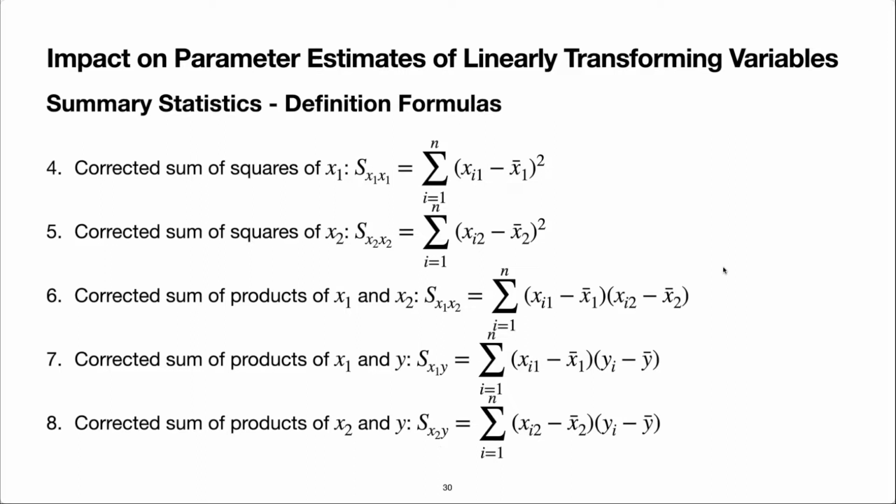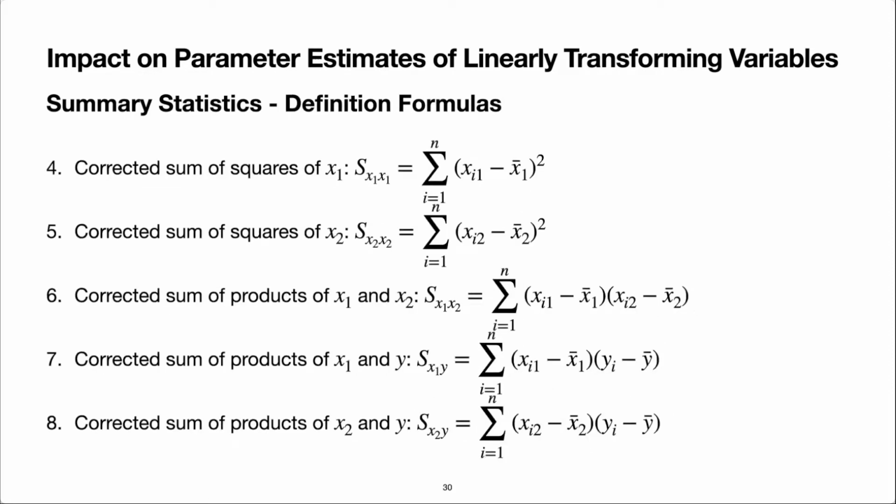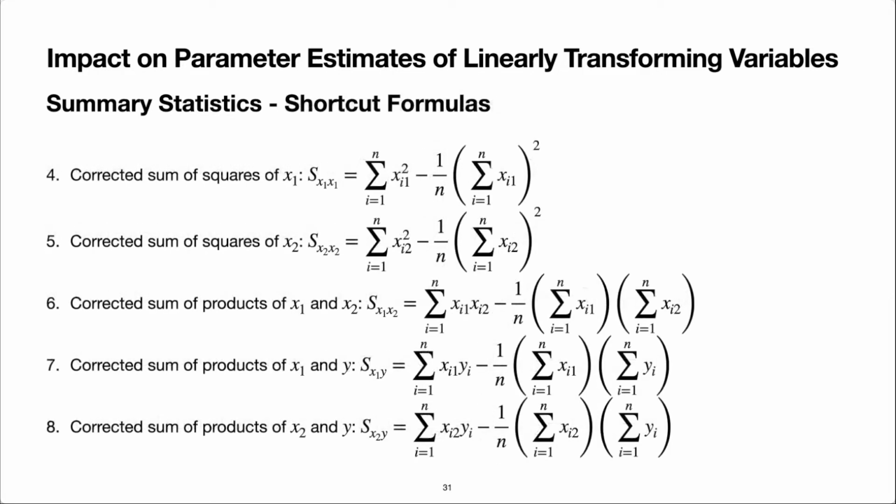These are the definition formulas for those corrected sums of squares and corrected sums of products. But we also have some shortcut formulas that come in handy, and we'll utilize those. We're going to use both representations. We'll use the definition formulas when we look at the theoretical development, but when we actually do the calculations, it will turn out, at least in what we're doing here, to use the shortcut formulas, but they are algebraically equivalent. And so you would get the same values regardless of whether you use the definition formulas or the shortcut formulas.